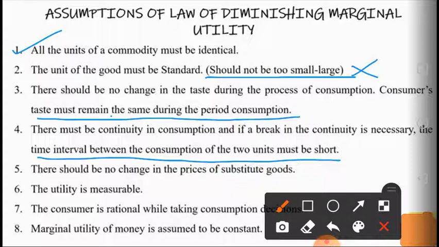Then the fifth point is there should be no change in the price of substitute goods. Suppose any product is priced at 10 rupees and your product's price is also 10 rupees, so you are using your product again and again and you are demanding it. Suppose the substitutes Maaza and Fruity both cost 10 rupees. But suppose the price of Maaza declines to 7 rupees and Fruity is still 10 rupees. So people will prefer Maaza instead of Fruity, and this law will not operate.